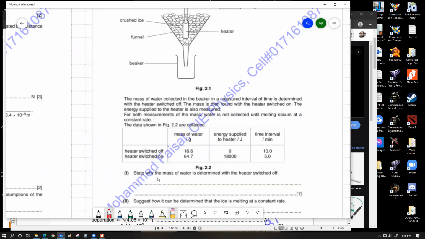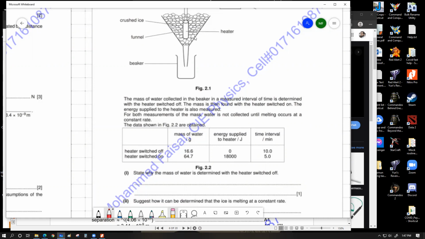Now, question number 1 is: state why the mass of water is determined with the heater switched off. This is very simple, which we discussed earlier. For this whole experiment, our apparatus setup temperature is 0 degrees Celsius, the melting temperature of ice. So obviously extra heat is going to enter the system from the surroundings, which we need to take care of. Other than physically trying to calculate it, we are going to measure how much error this causes to our experiment.